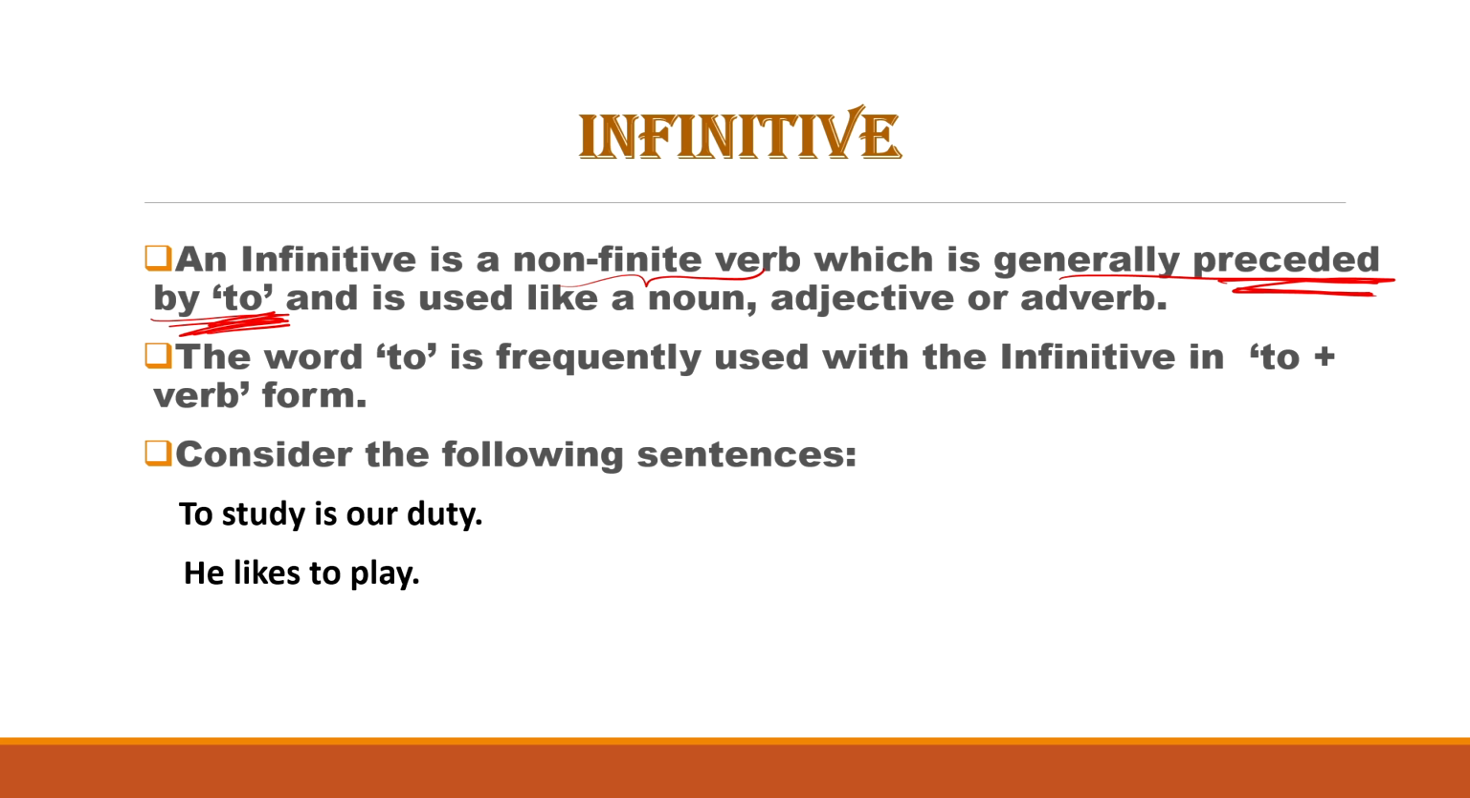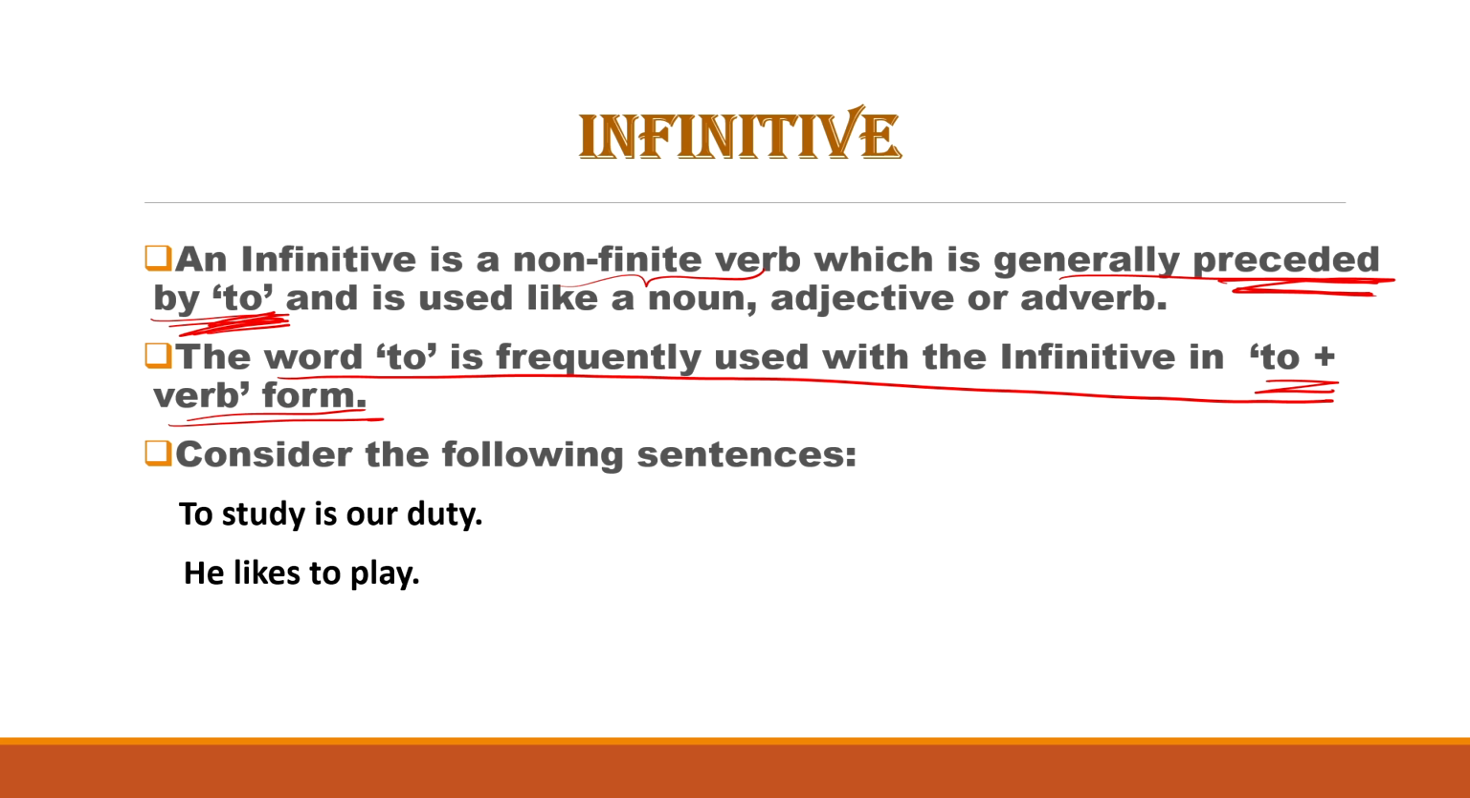A non-finite verb is that which is derived from a verb but has no subject and therefore is not limited by the number and person of any noun or pronoun. Whereas, a finite verb is a verb which is limited by the number and person of its subject. Clear? So, now moving on, the word to is frequently used with the infinitive in to plus verb form. So, to plus verb's first form is generally used.